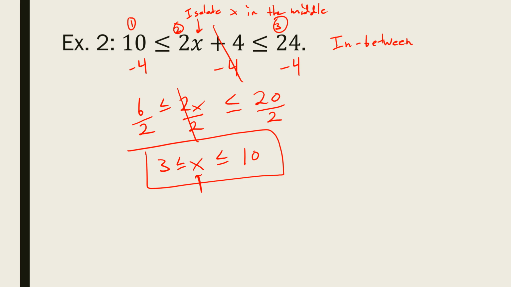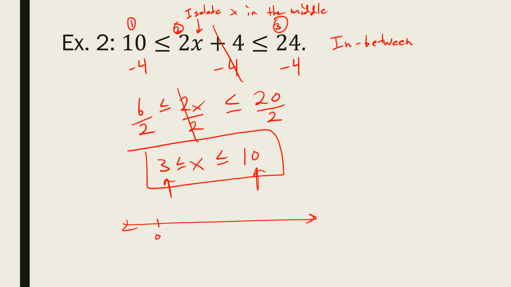Look, x is isolated in the middle, and I have a number on either side. Now, to graph this, we know that this is going to need to be in between. So my graph should reflect the fact that x is living between the values of 3 and 10. Look, x has to be bigger than 3, but x has to be smaller than 10. X has to be in between 3 and 10.